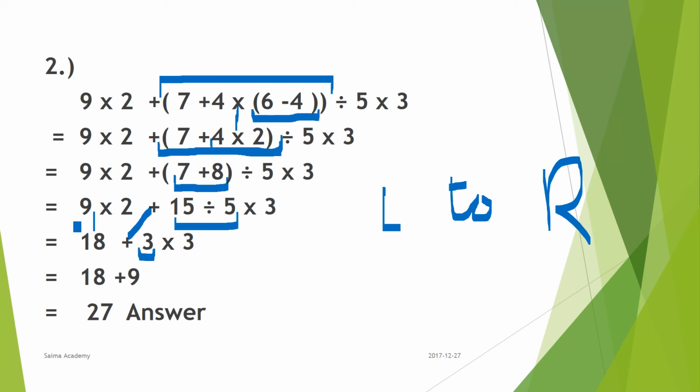If you have multiplication and division in one line, you have to move from left to right. On the left is 18, then plus, and then divide this first. Do not multiply 5 times 3 to get 15 and then do 15 divided by 15, which is equal to 1. Then your answer will be wrong. So left to right: 18, 15 divided by 5 is 3, and then multiply by 3. Then 18 plus 3 times 3, which is 9, or 27 is our answer.